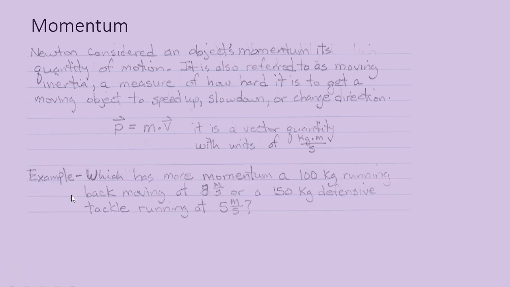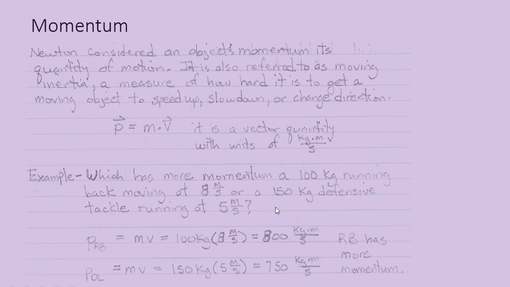Let's look at an example of calculating momentum. Which has more momentum? A 100 kilogram running back moving at 8 meters per second or a 150 kilogram defensive tackle running at 5 meters per second? We'll go ahead and do the calculations and we can see that the running back has a momentum of 800 kilogram meters per second and the defensive lineman has a momentum of 750 kilogram meters per second. So in this case, the running back has more momentum. It just goes to show you that the larger object does not always have more momentum.